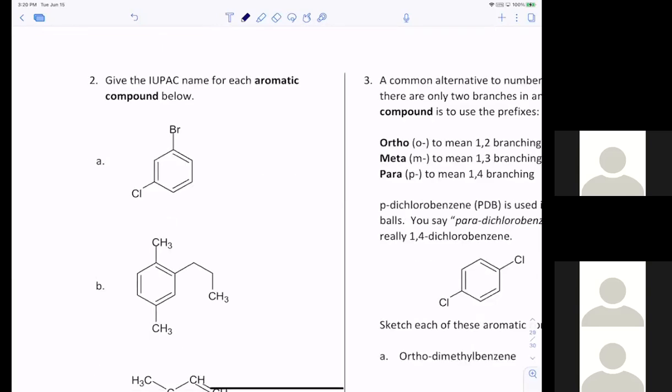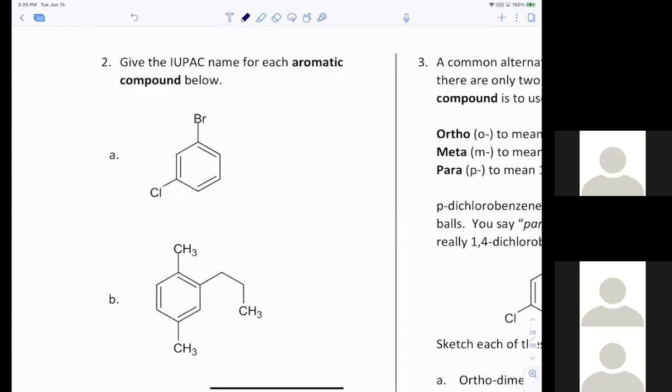Give the names for these molecules, number 2. Try A. Who gets the 1 here? The bromine? Because alphabetically it goes first, right? Yeah. Then where's the chlorine? 3. Very good. Go around that way to keep the numbers small, right? So the name would be 1-bromo-3-chlorobenzene.